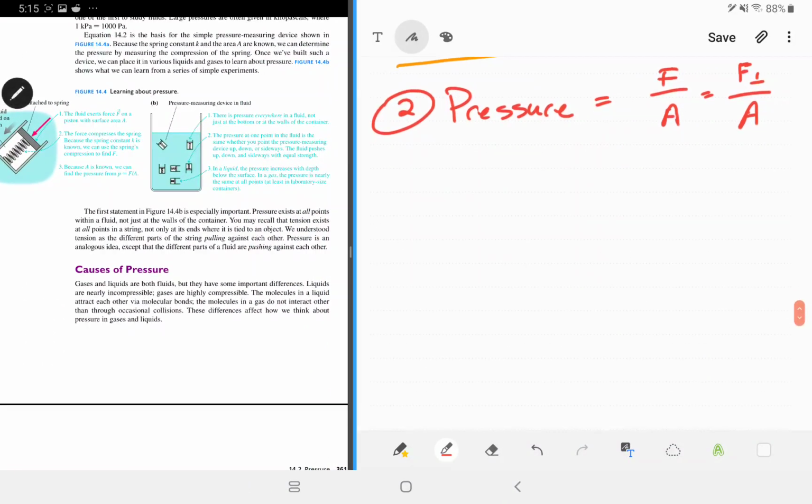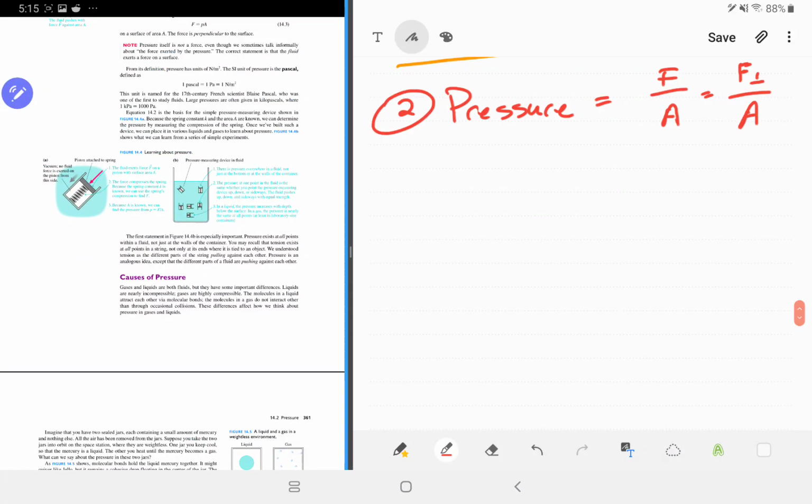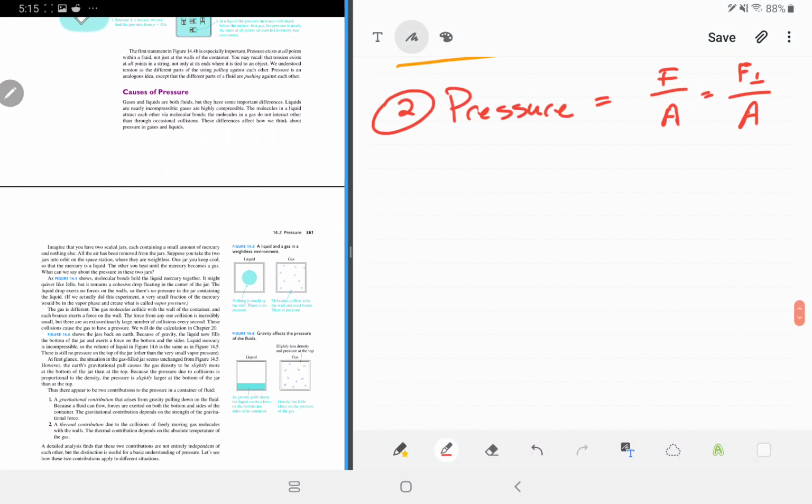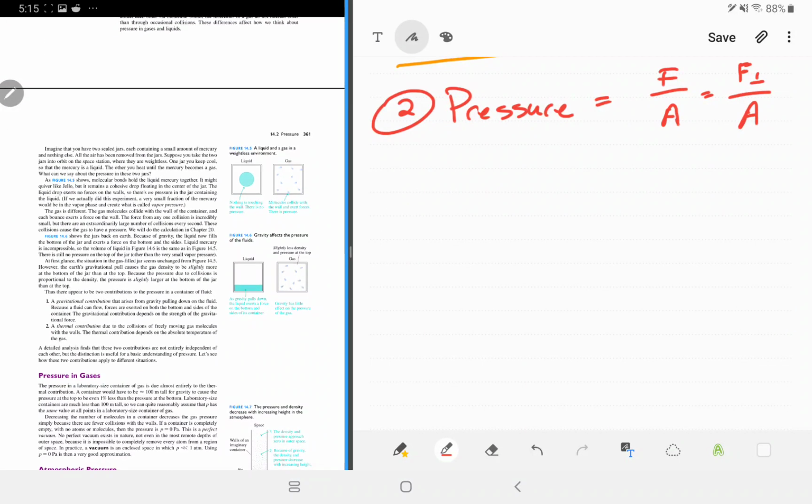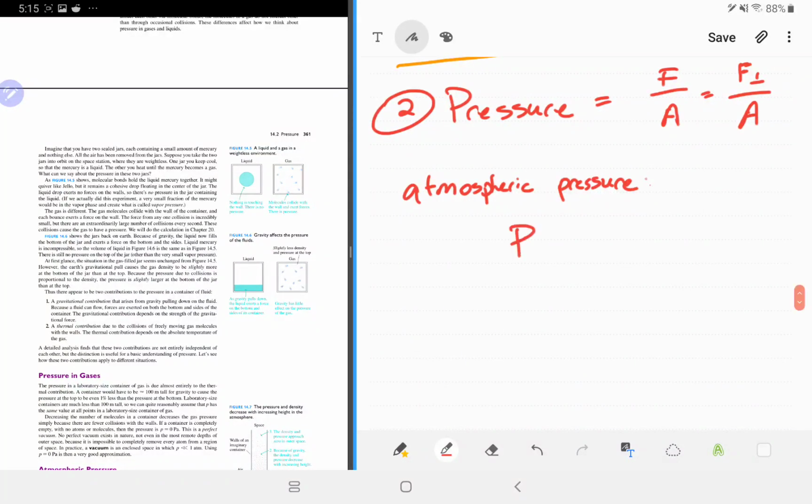Okay, so causes of pressure. On Earth here, you're going to run into this constant a lot, atmospheric pressure. And I'll be using P naught a lot for this. So this will be in SI units. This is a really big number.